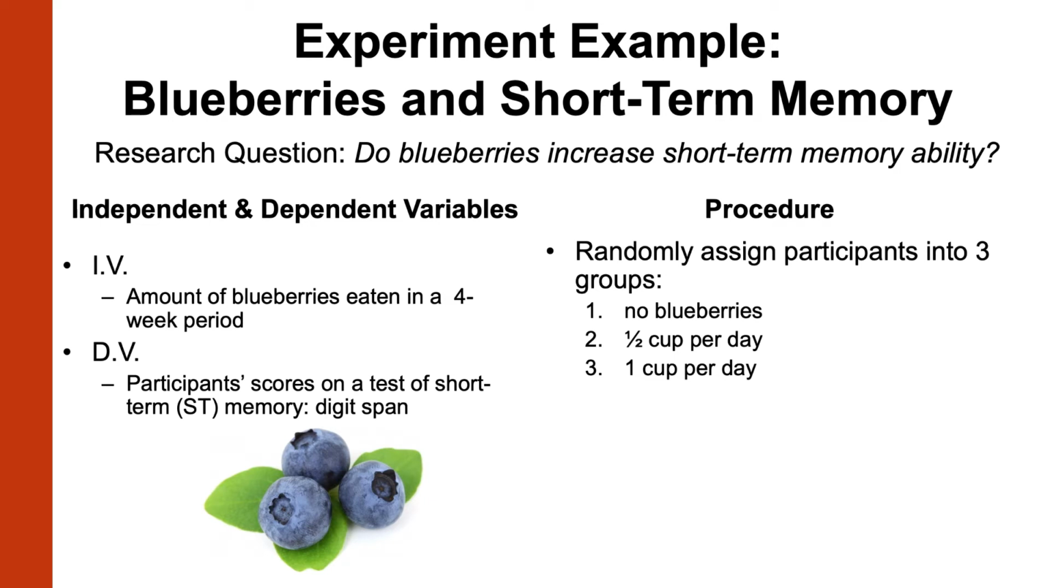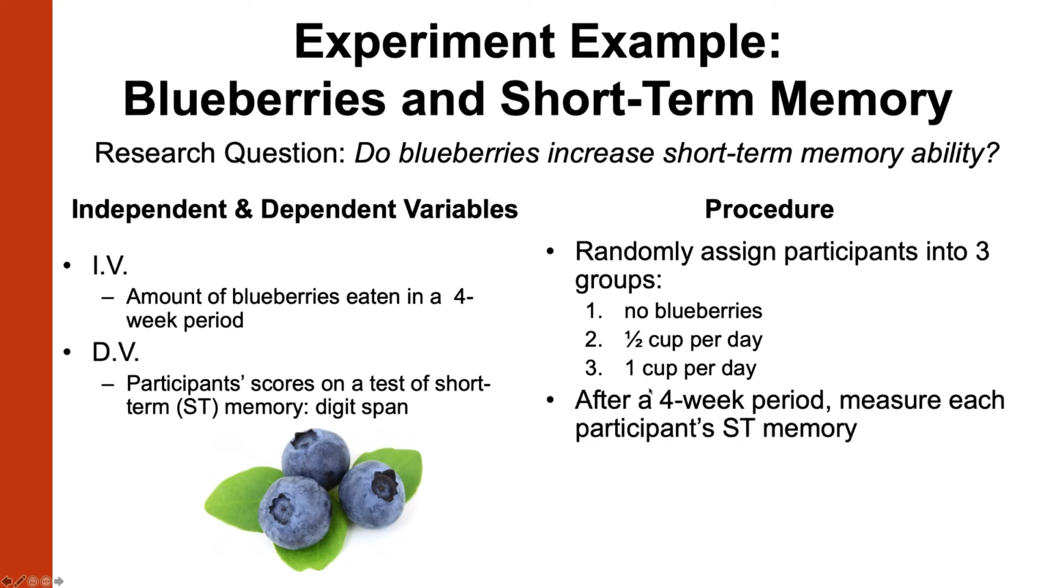So the first group will be the no blueberries group, and that's essentially your control group. They are not getting the treatment. The second group, we'll assign them half a cup a day of blueberries to eat. And then the third group, we'll have them eat a cup of blueberries per day. So each of our groups for 4 weeks will eat the amount of blueberries that corresponds with which treatment group they're in. After the 4-week period, we'll bring them back in and measure each participant's short-term memory.